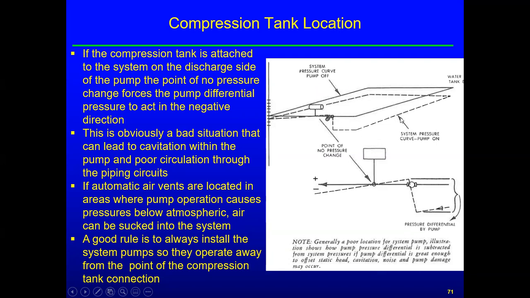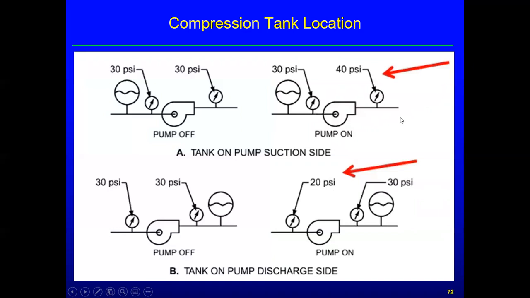Okay, good deal. And so here are some little examples. Compression tank on suction side. So we turn the pump off, and we've got 30 PSIG on both gauges, and we turn the pump on. And this compression tank holds it at 30 here.